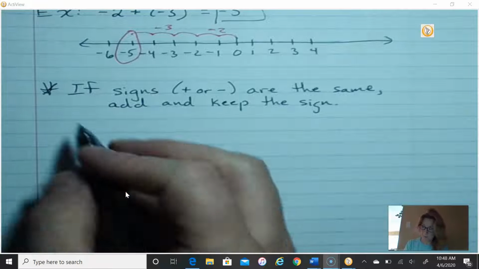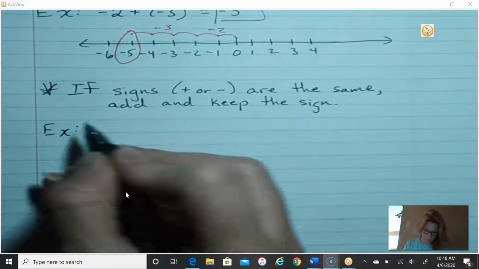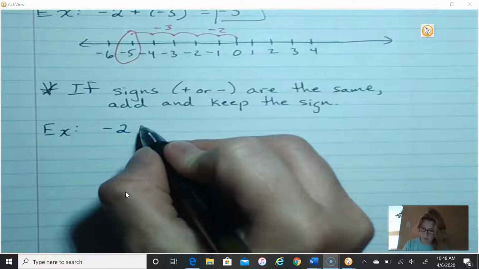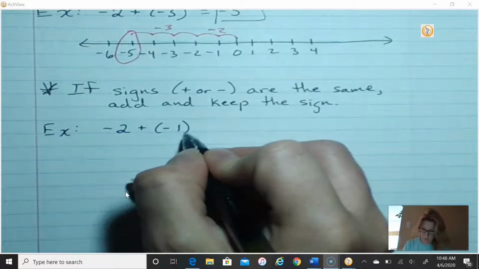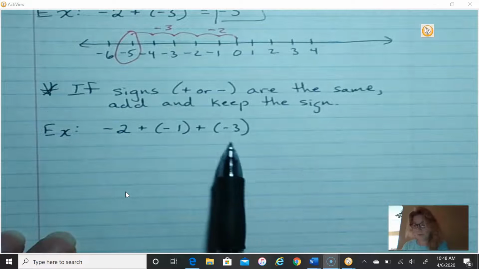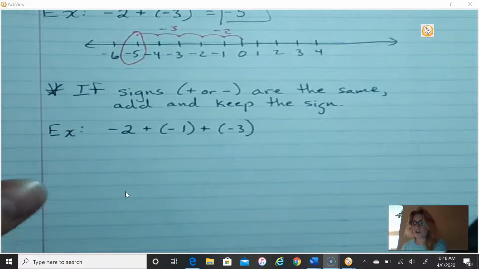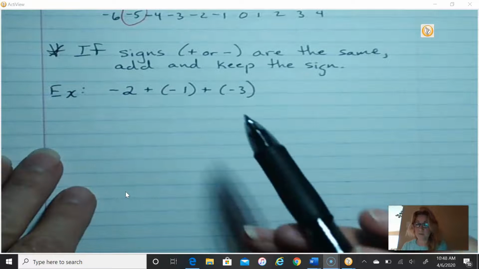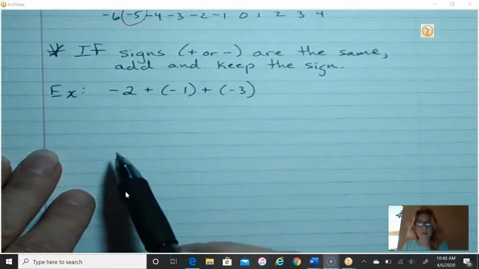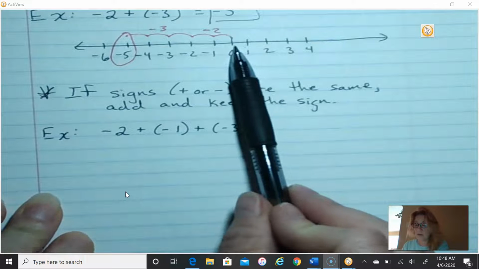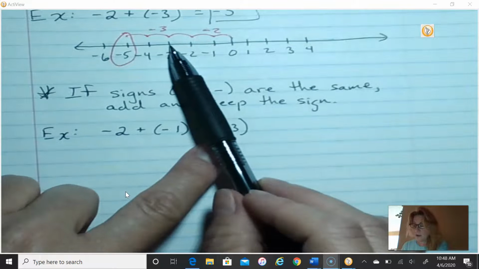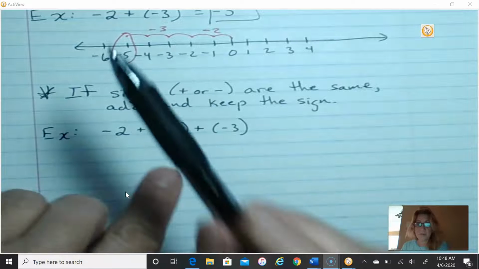For example, -2 plus -1 plus -3. They have these parentheses here because they want you to know that those are negative. Okay, so we could do a number line and be hopping all over the place. You would start at 0, go 2, then go 1, and then go 3.